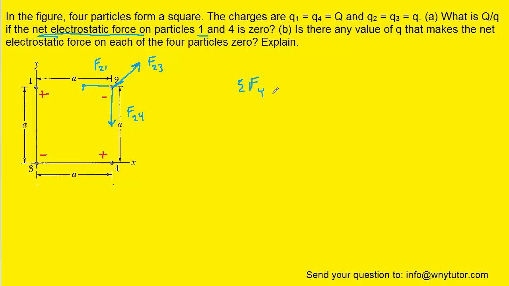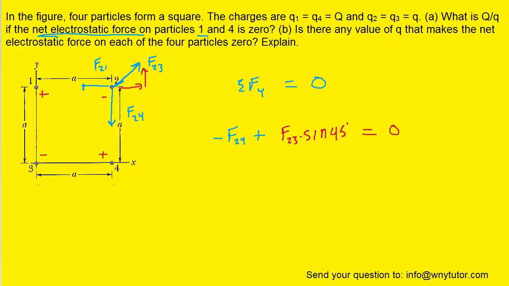Let's look at the sum of the forces in the y direction and set that equal to 0. We can see that F21 is acting in the x direction, so we can ignore it. But we do have a downward F24, so we'll call it negative F24. And then we have F23. That needs to be broken up into an x and a y component. And so we'll have F23 times the sine of 45 degrees. That would be the y component of F23, and we'll set that equal to 0.